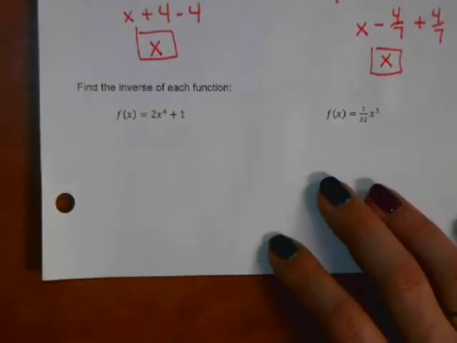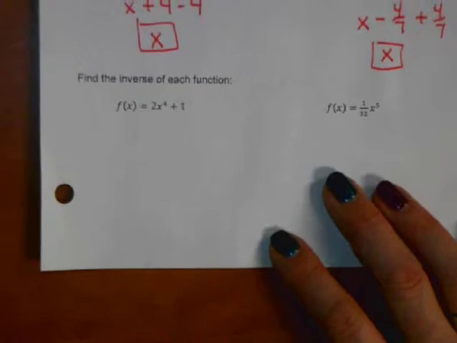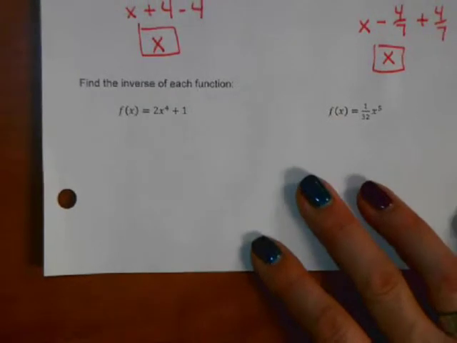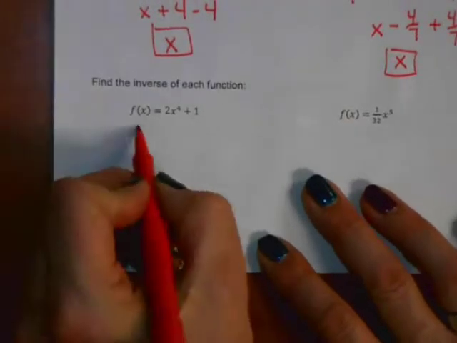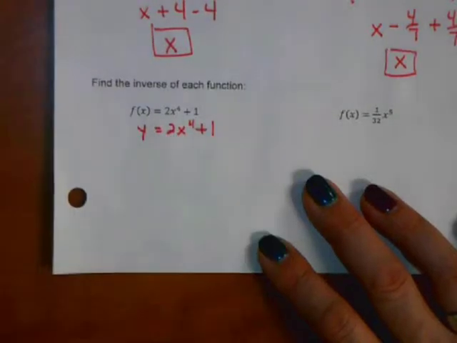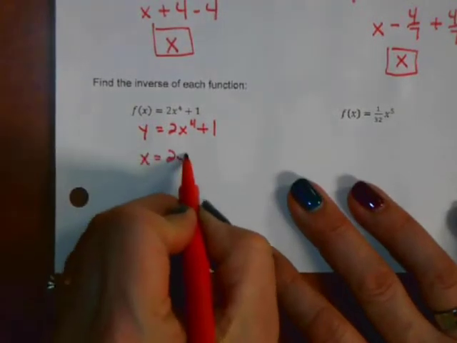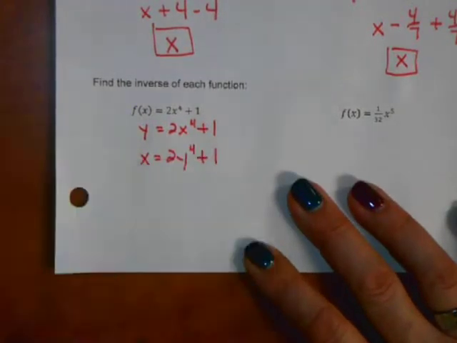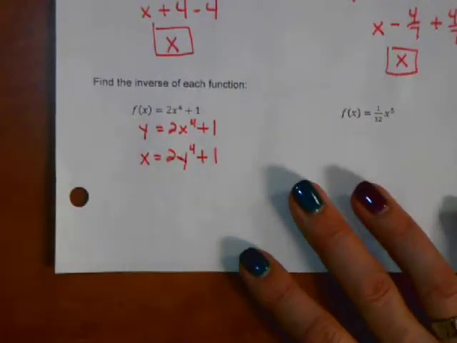Now, I'm almost done. The last thing we're going to do is a couple more where we write the inverses. Find the inverse of each function. So what's the first step that we have to do? Switch x and y. Remember, f of x is the same as y. Why can't you just write y? Because you have to write function notation. You have to write the inverse function as f to the negative 1 of x. Switch x and y.